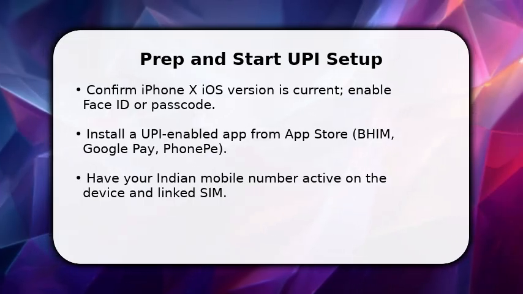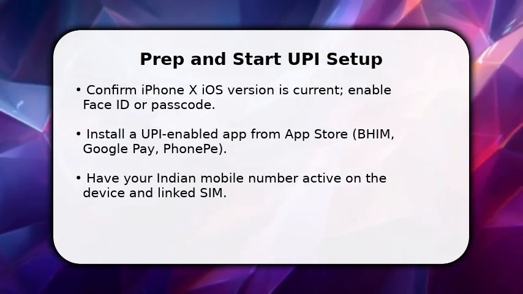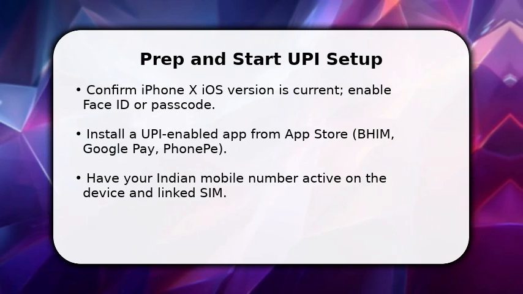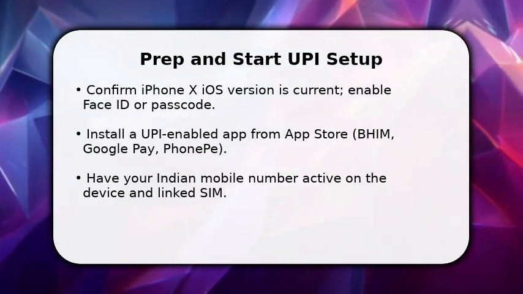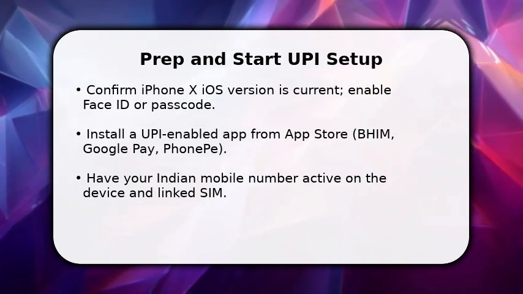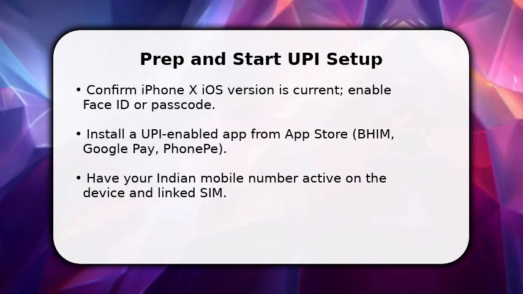You begin by preparing the essentials. Update iPhone X and enable Face ID or a passcode so transactions are secure. Next, download a UPI-enabled app from the App Store. Choose one trusted. Once done, make sure the Indian mobile number on the device matches your bank account SIM.